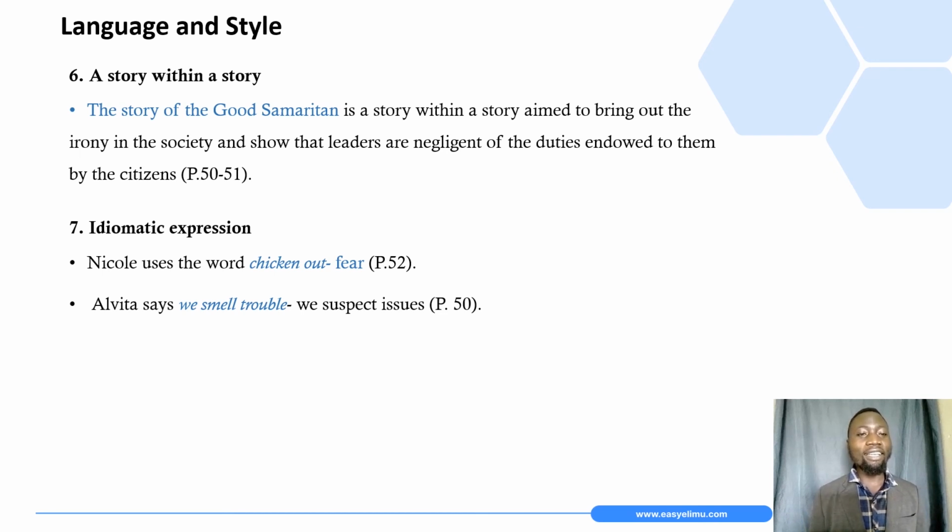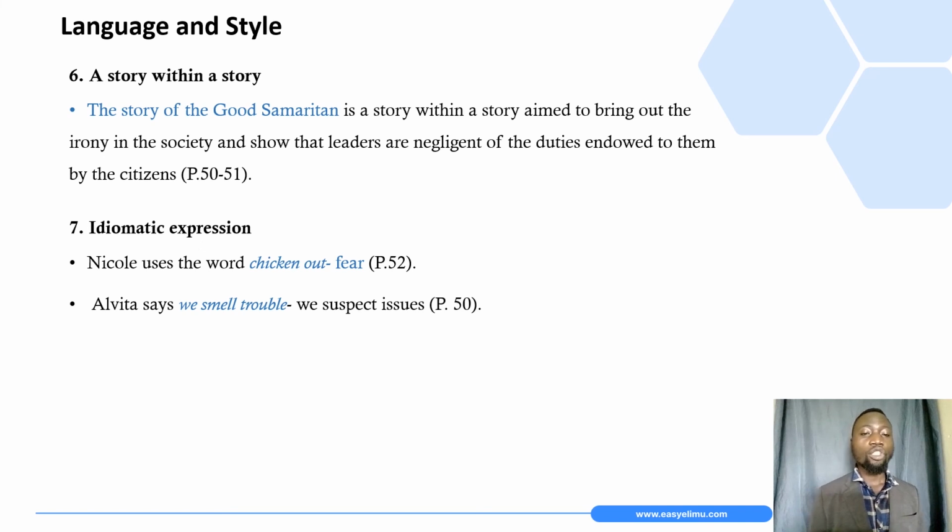So another aspect of style that we have is a story within a story. So the story of the Good Samaritan is a story told within a story aimed to bring out the irony in the society and show that leaders are negligent of the duties that are endowed to them by members of the public.